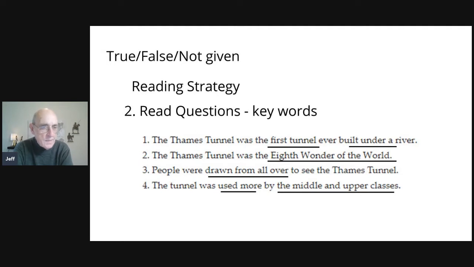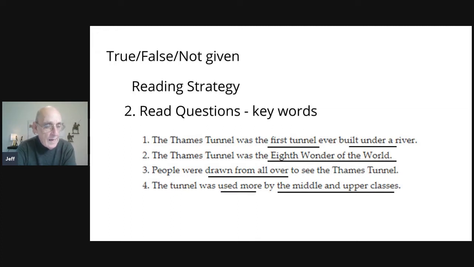And then number 3, we have people were drawn from all over to see the Thames Tunnel. The reason that I've underlined drawn from all over is because I think that that's a phrase that could quite easily be paraphrased, and that a synonym could be used, because it's a typical phrase that could possibly be said in a different way, a different paraphrase, using a synonym.